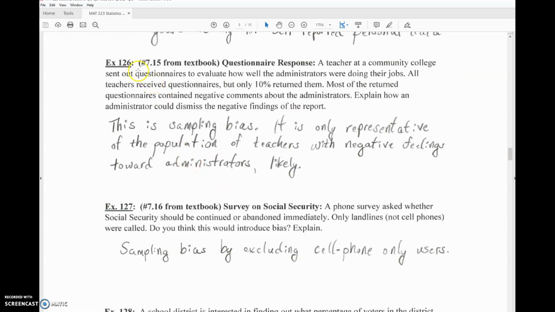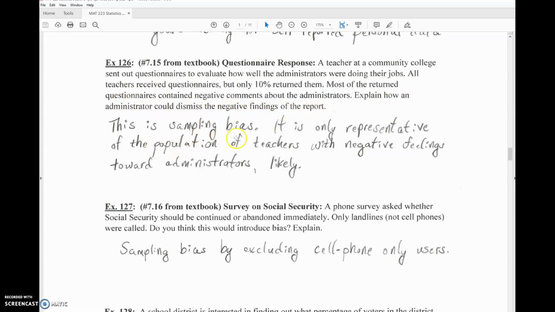Example 126, also directly from your textbook, is a questionnaire response. A teacher at a community college sent out questionnaires to evaluate how well the administrators were doing their jobs. All teachers received questionnaires, but only 10% returned them. Most of the returned questionnaires contained negative comments about the administrators. Explain how an administrator could dismiss the negative findings of the report.